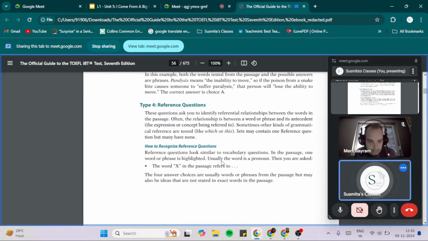Now we come to question type 4, reference questions. In reference questions, we have to understand the relationship between the words in the passage. The relationship is between a word or a phrase and its antecedent. Now, what do we mean by antecedent? We need to understand that.